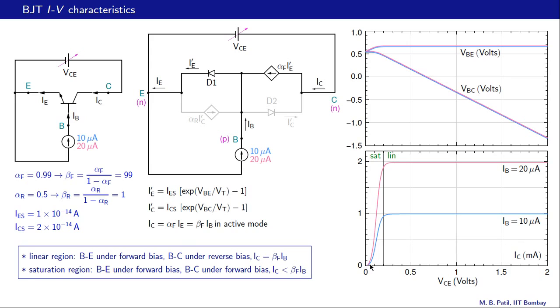And we don't really need to do that calculation. Similarly, if IB is 15 microamps, that is between these two values, IC would then look like that. And all of these curves will cross over from linear to saturation regions at about VCE equal to 0.2 volts.